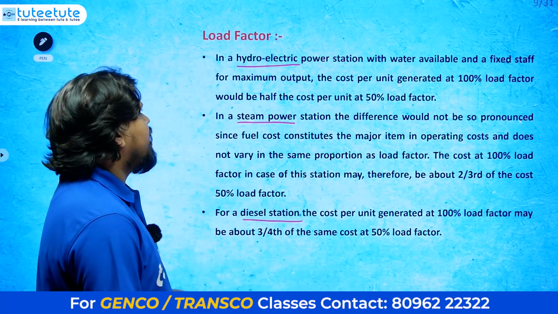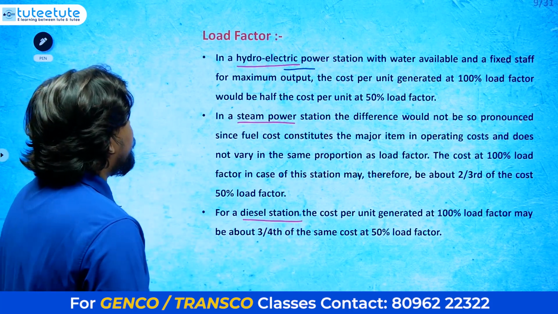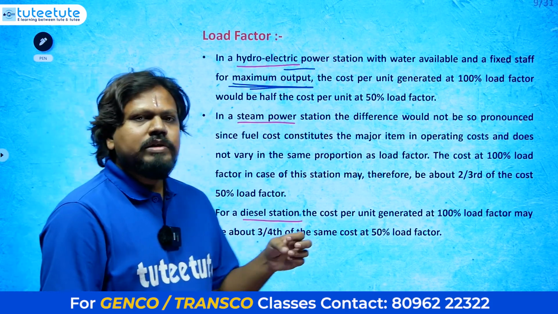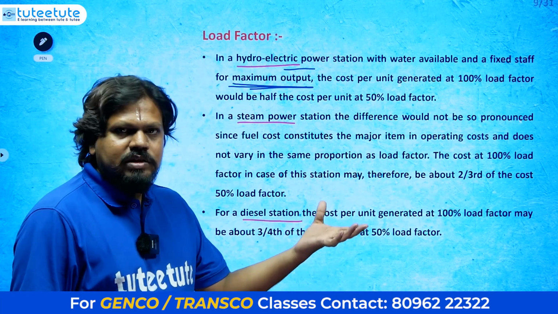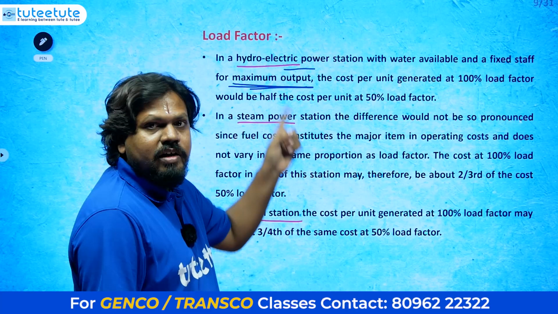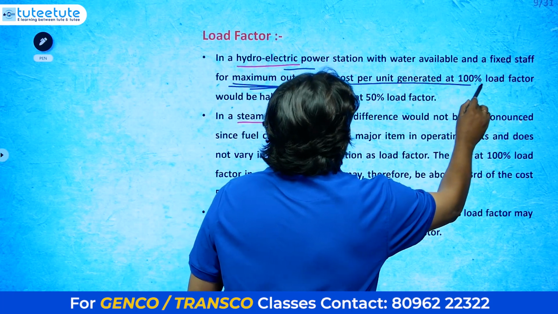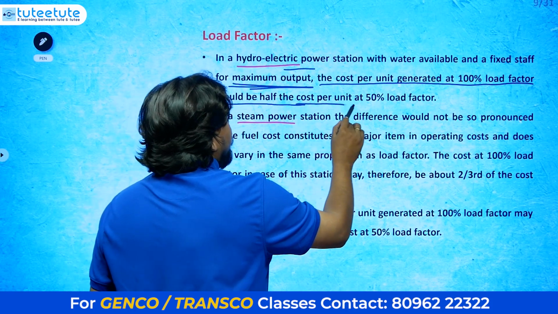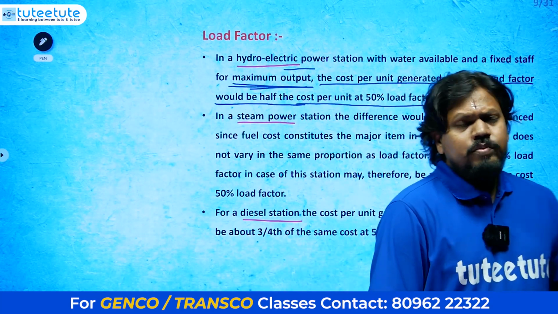How do we operate this power plant? In a hydroelectric power plant, water is available and a fixed staff is there for maximum output. That means you are trying for the maximum output, producing according to the electrical demand. So we are generating the maximum output from the hydroelectric power plant. The cost per unit generated at 100% load factor would be half the cost per unit at 50% load factor. What does this mean? This meaning is very, very important.